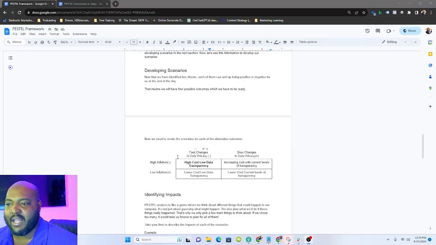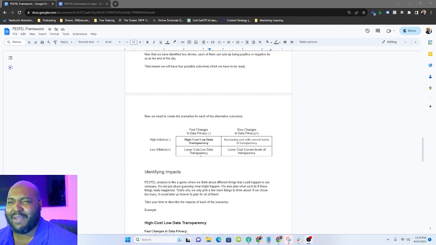So high inflation is a negative, fast change is a negative, slow change in data privacy is a positive, low inflation is a positive. Okay. So this is what this chart will look like. Negative, positive, negative, positive. Okay. Just to give you a way to think about this particular matrix that we're building.